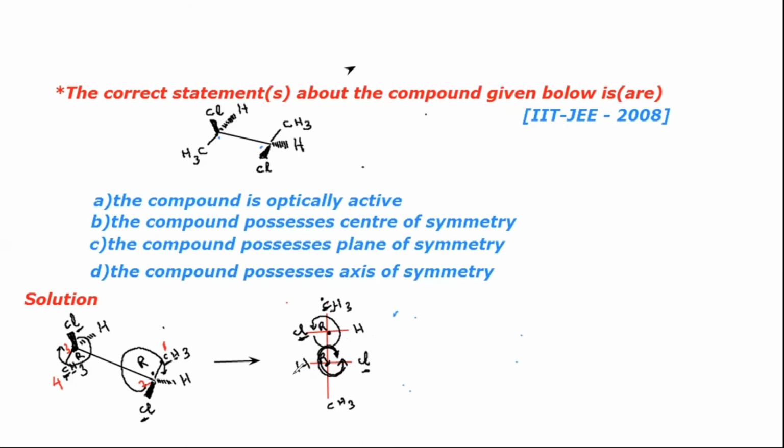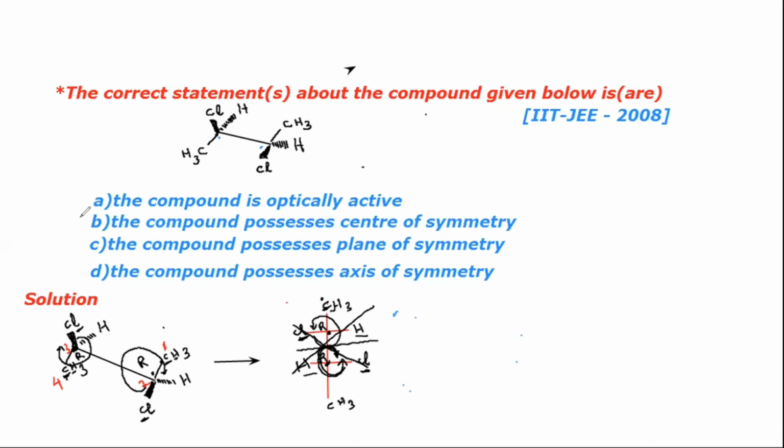In the Fischer formula, there is no plane of symmetry and no center of symmetry. Why? Because we cannot divide the structure into two equal halves: Cl here, H here, and H here, Cl here. Don't think that hydrogen and Cl can be connected. If you connect them, both lines will not bisect at a common point, because these groups are not exactly in the same plane. They're out of the plane. So the compound doesn't have a plane of symmetry or center of symmetry.